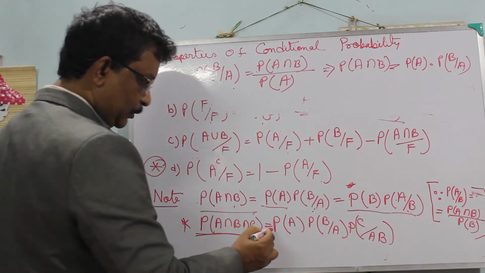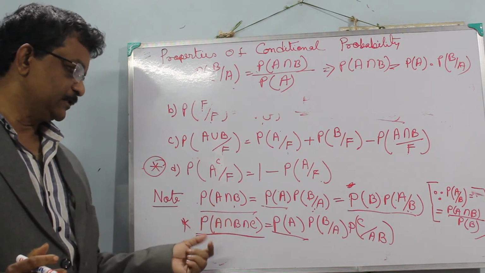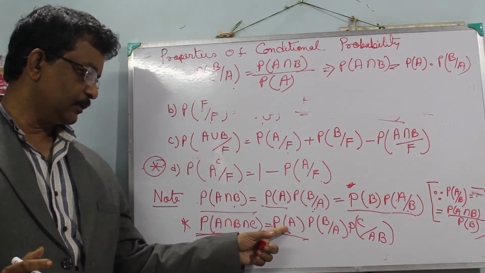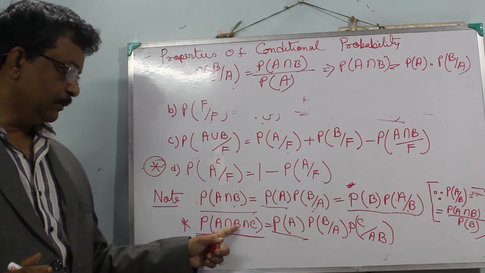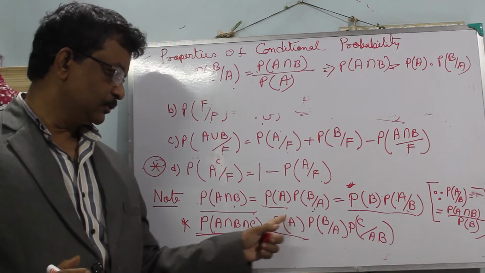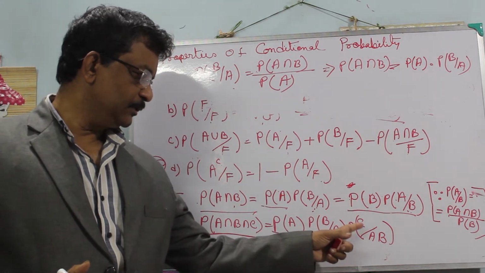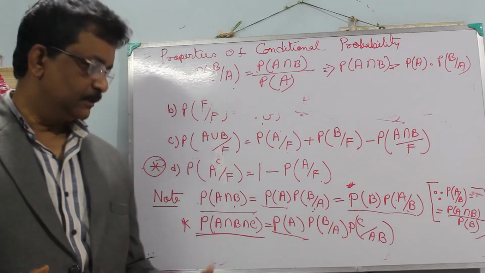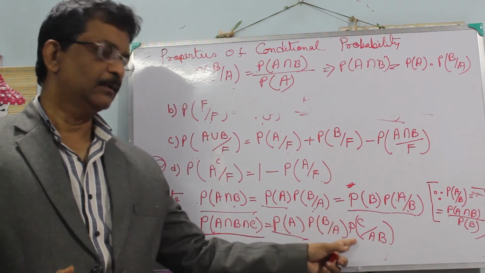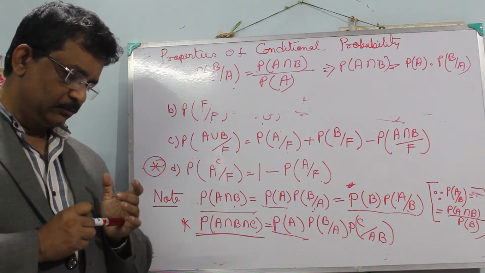So this equals probability of A. First, the probability of occurrence of A. Then B will occur, the probability of B when A has occurred, because first A has occurred. And last, probability of C when A and B have occurred. This is symbolically written: probability of A into probability of B when A has occurred into probability of C when AB has occurred. Clear? Now we will do some problems.